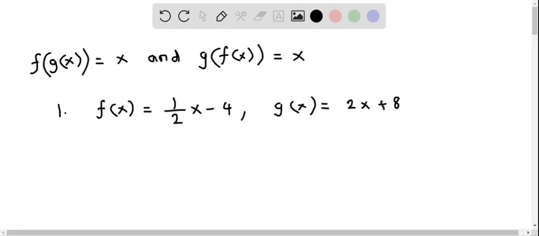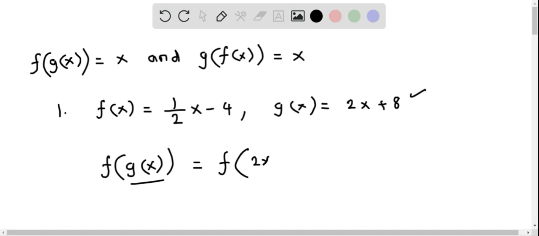Okay, so let's do question one. First, let me find f of g of x. First we have to replace g of x by this expression. So therefore, I write f of g of x is 2x plus 8. Now we have to find f of 2x plus 8. And this means in f of x, we have to replace x by this expression 2x plus 8.